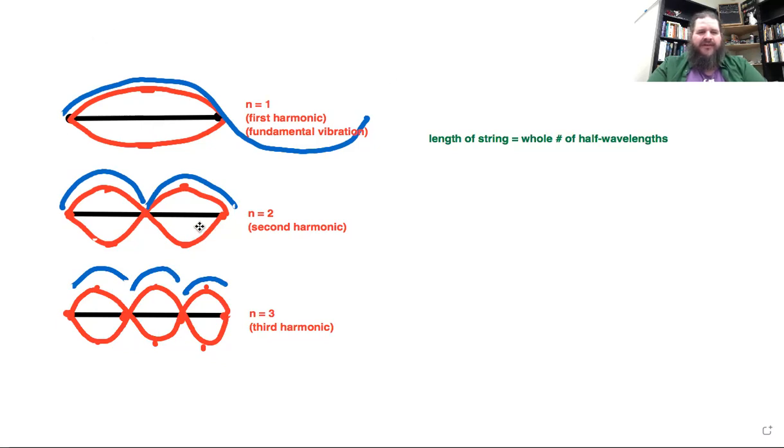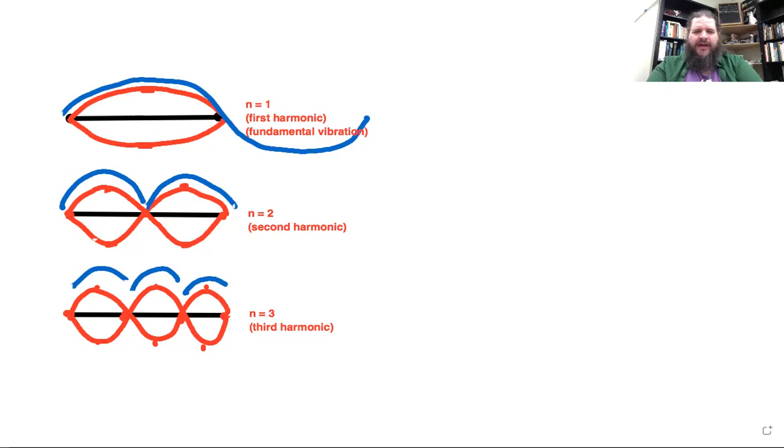If it wasn't, like let's say we take this string and make it a little longer. In that case, let's say that's only another quarter wavelength. That's not going to form a proper standing wave because we don't have nodes on both ends anymore. You have to have a whole number of half wavelengths to make this work. And we can write that as an equation.